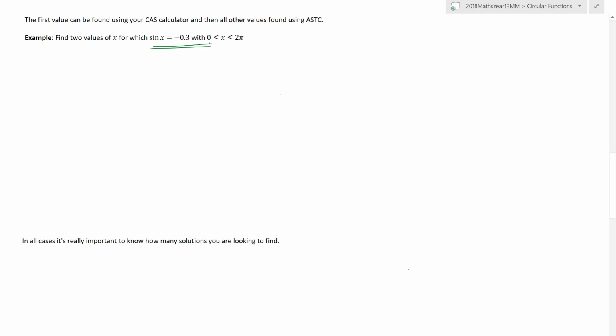Okay, so again, questions can throw you with using radians. Now, first things first, that's in radians, all right? So you've got sine of x is equal to minus 0.3, and you're going to try and find two values that fall between 0 and 2 pi. So first things first, you've got to find that first solution. So I would have to do x is equal to inverse sine of minus 0.3. Now again, make sure your calculator is in radians.